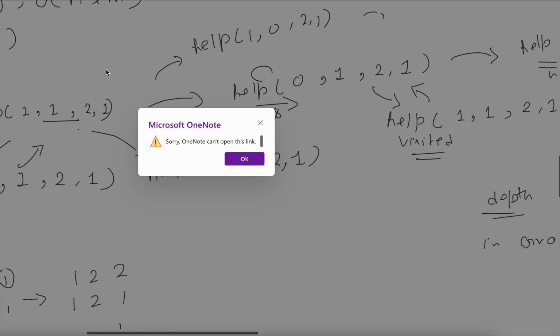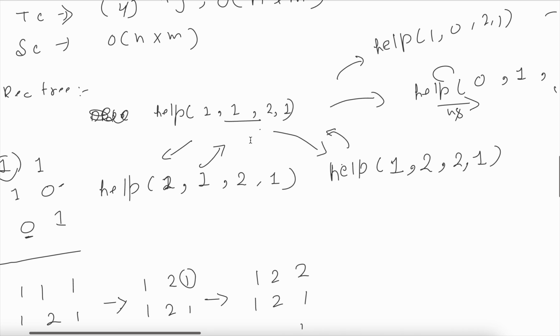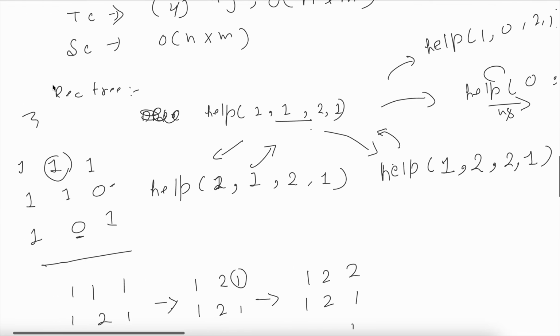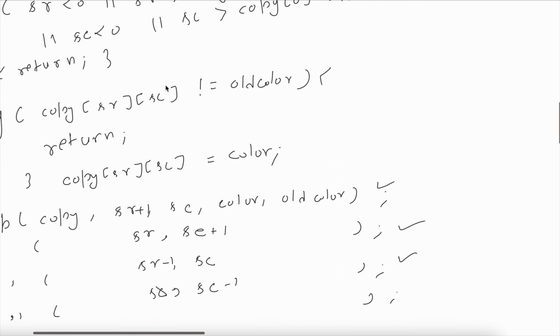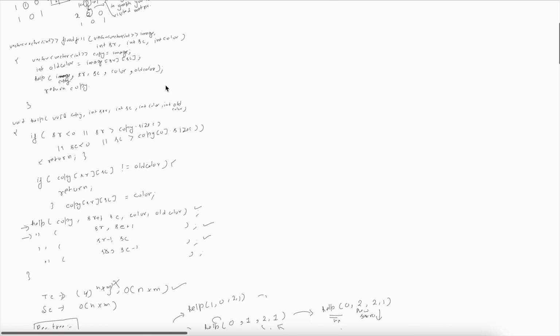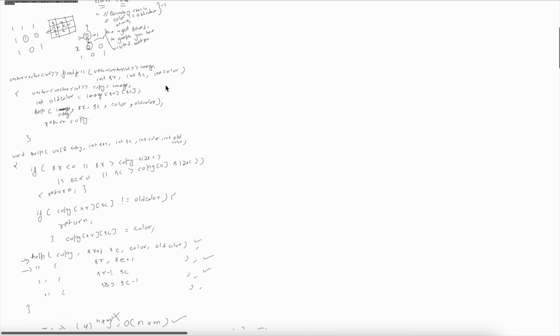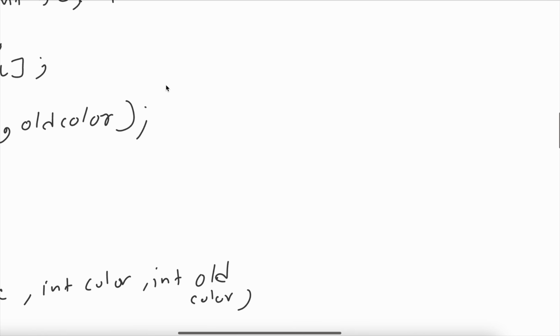So this is like a complete recursion tree for this. It is not clean, but yeah, this is all. So we have covered TC and SC, we have written down the code, we have explained the statement, TC and SC is done, recursion tree is done. So that's all. I have also explained how it links with graphs.